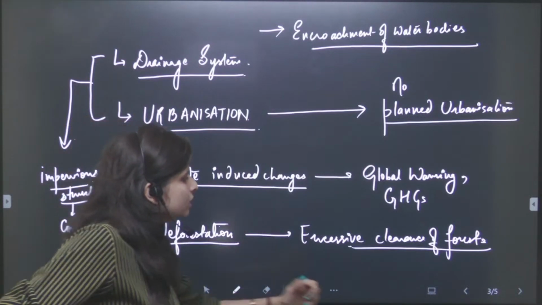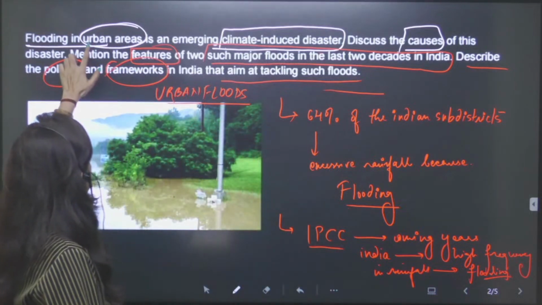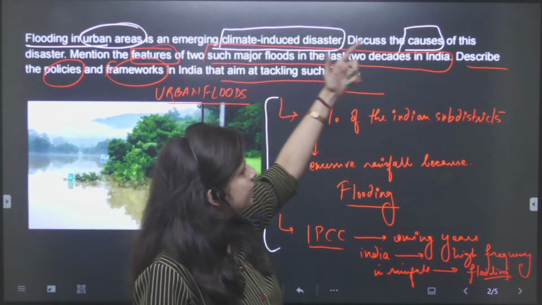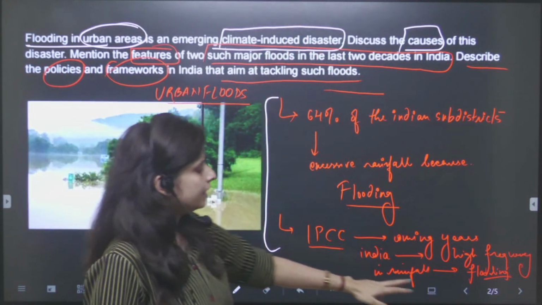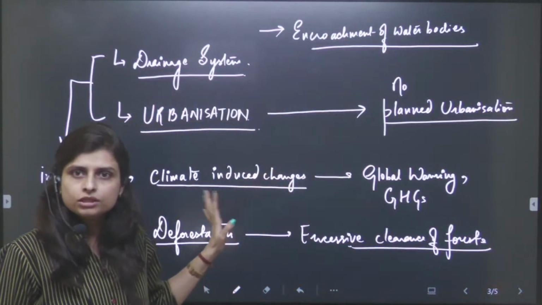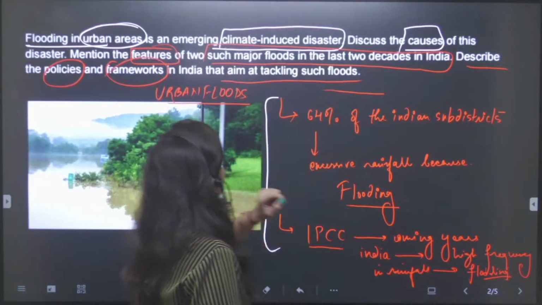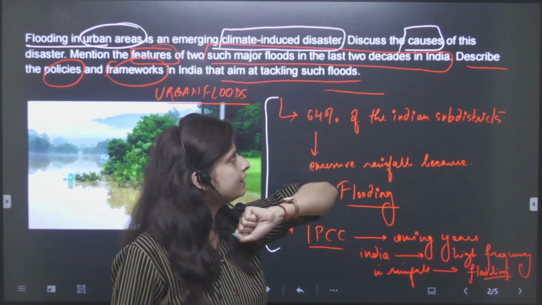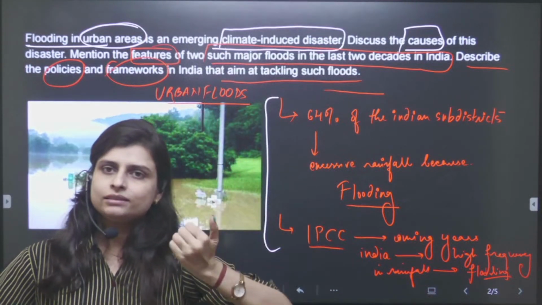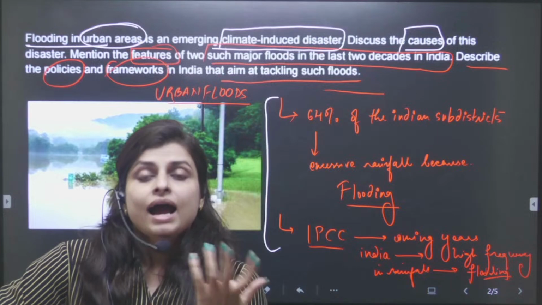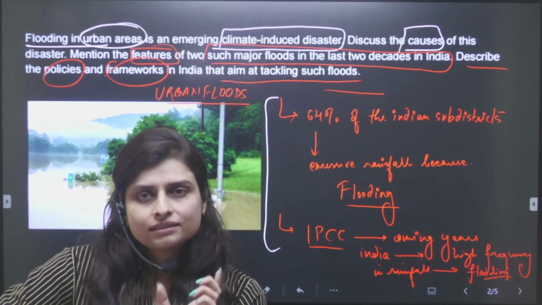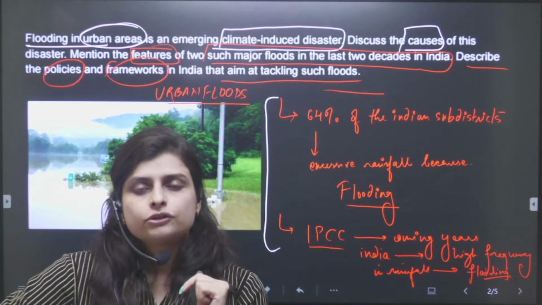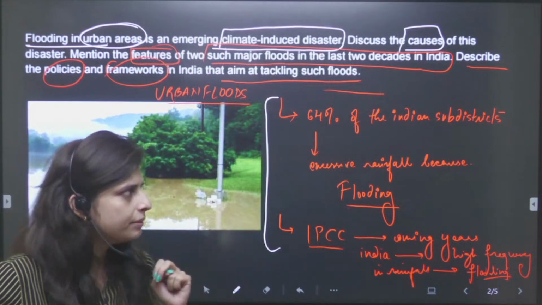Right. So one part of the question was, as I told you, flooding in urban areas. So I told you the introduction part. Then they said discuss the causes of this disaster. Then we have discussed the multiple causes of this disaster. Then they say mention the features of two such major floods that occurred in the last 2 decades. That means the next part of the question is asking whether there is any event that occurred in the past 2 decades. If it has, then you have to actually talk about it.